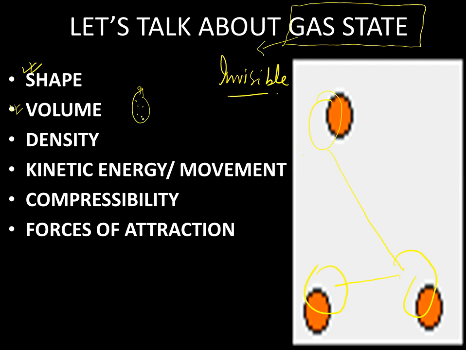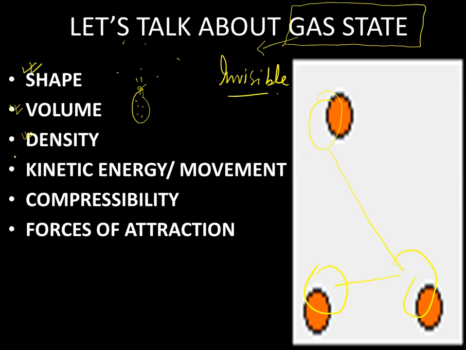And if you effuse the gas outside, the particles will spread to the space which is provided. So the gases have no definite shape and no fixed volume, just because they are very far apart. And when we talk about the density, as very few particles are present, the density of the gases is very low as compared to other physical states of matter.